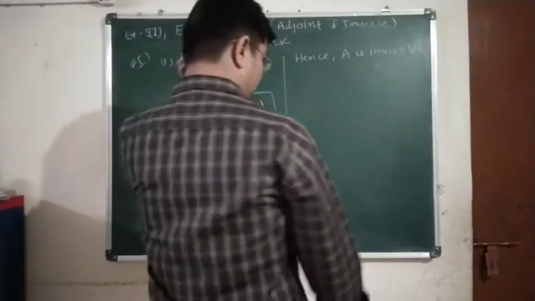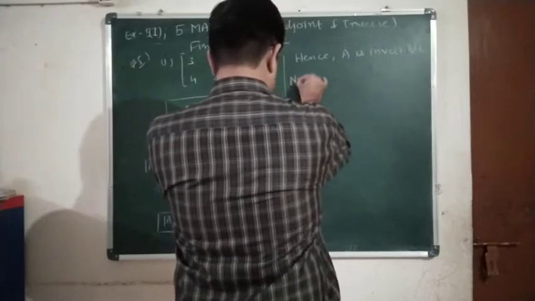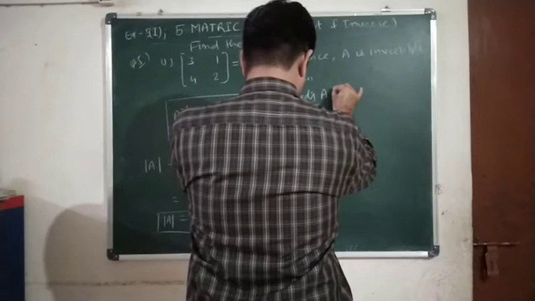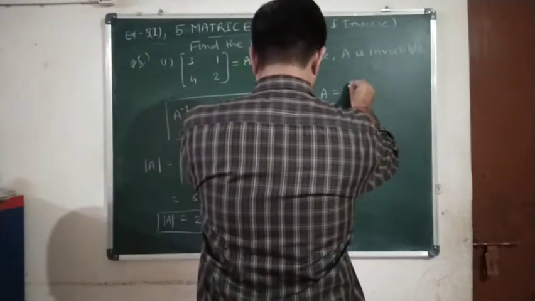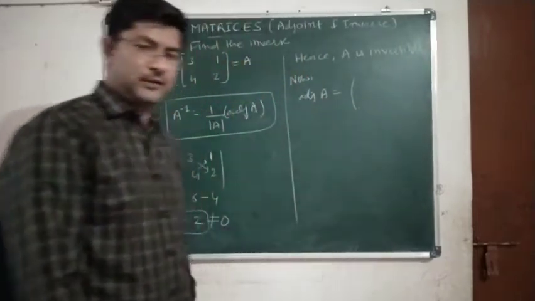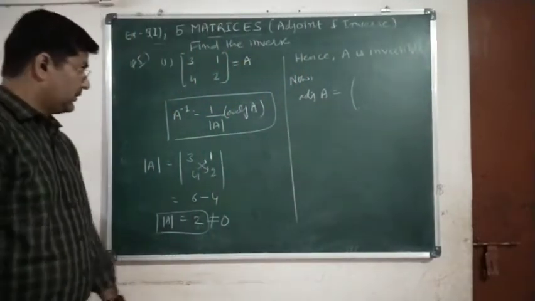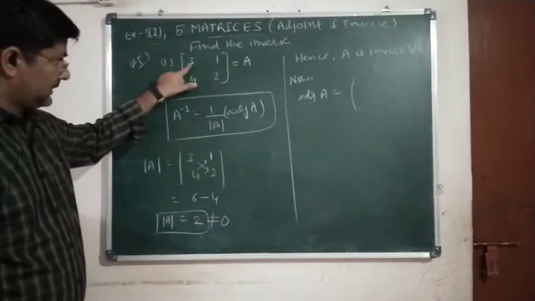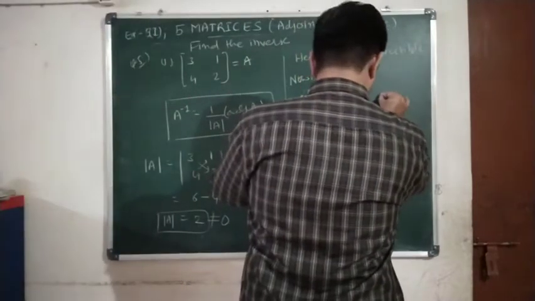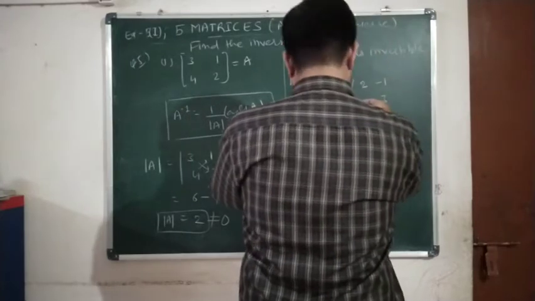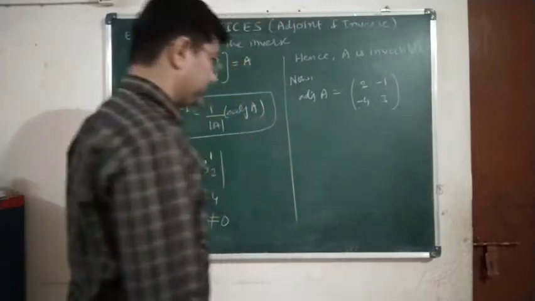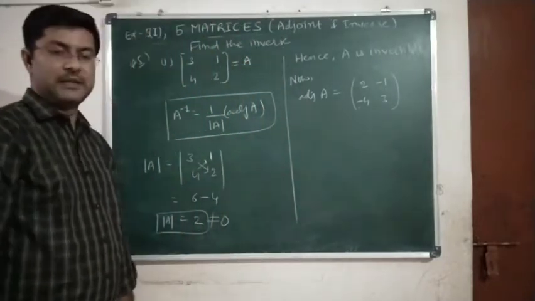Now let us find out the adjoint of A. Adjoint of matrix A we will find using the rule, since this is a 2 by 2 matrix. What is the rule? Interchange the diagonal elements, so 2, 3, and only change the signs of the off diagonal elements. Clear? So this is the adjoint of A.